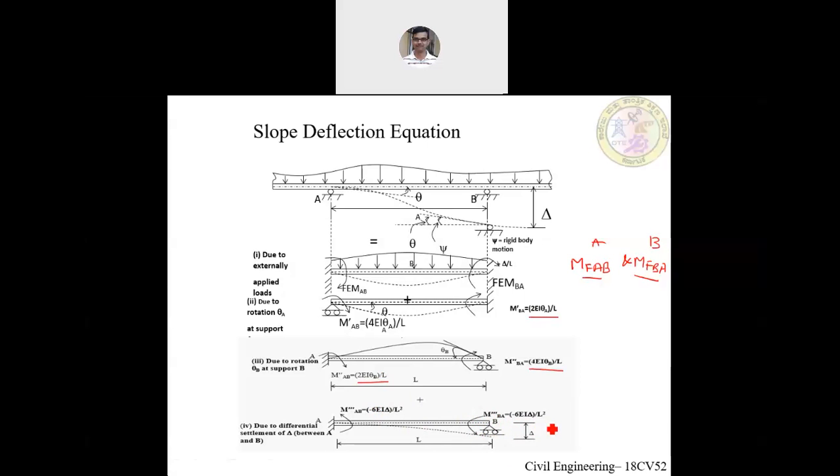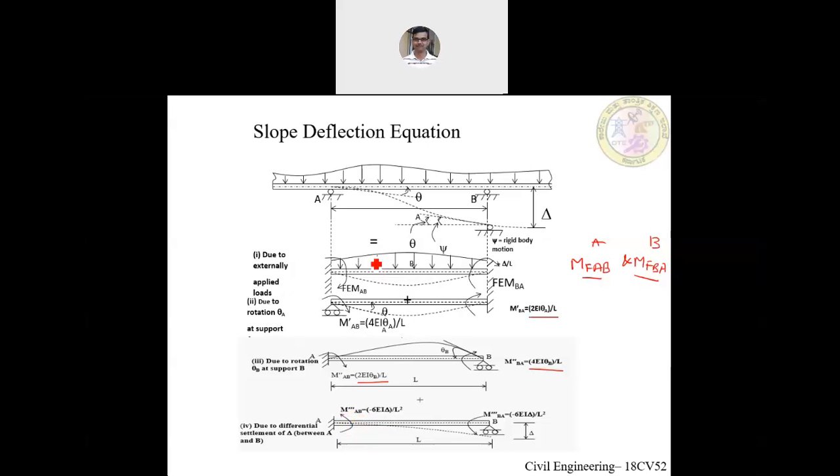It is 6EIΔ/L², and here also it is 6EIΔ/L². Both are in the negative, anti-clockwise direction. Now, in order to calculate the moment at A, I am going to sum the fixed end moment at A, which is MFAB, plus M' AB because of the rotation θA, and because of the rotation θB, which is being taken as M' AB, and because of the settlement of the support between A and B, it is being taken as M'' AB, which is minus 6EIΔ/L².